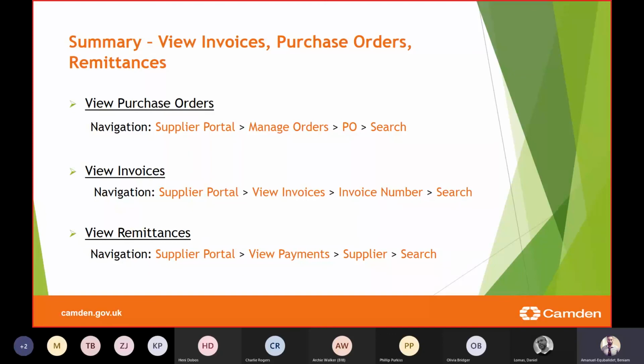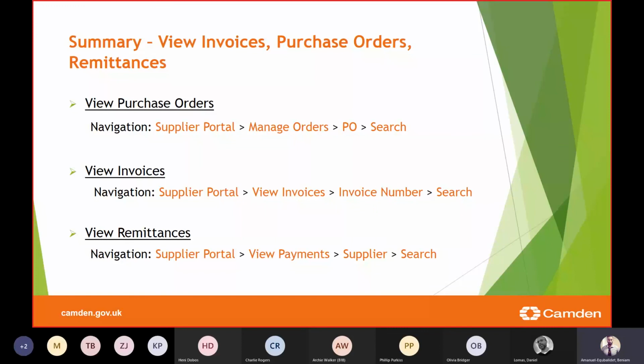Okay, so to summarize, we went through the view orders and I just showed you the navigation. So, you land on your supplier portal page, you click on manage purchase orders, you either do a search for your PO or you can do a broad search like I showed you in the demo as well, and it populates your results for you.